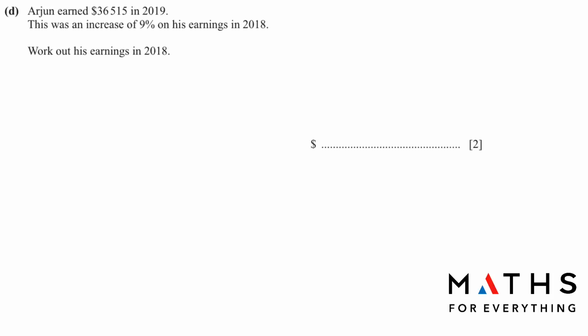Part 1D. Arjun earned $36,515 in 2019. This was an increase of 9% on his earnings in 2018. Work out his earnings in 2018.